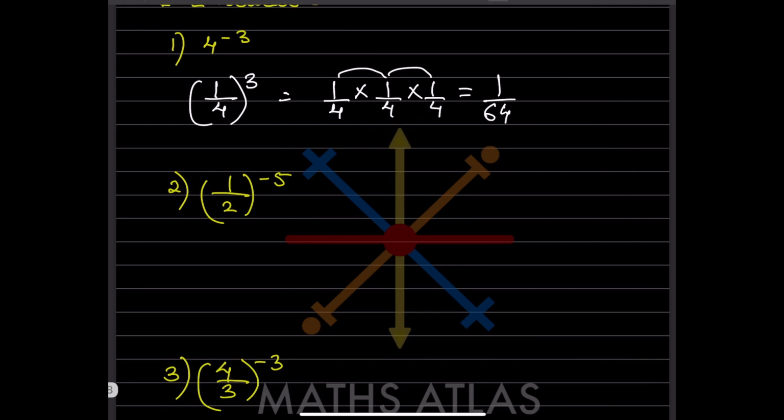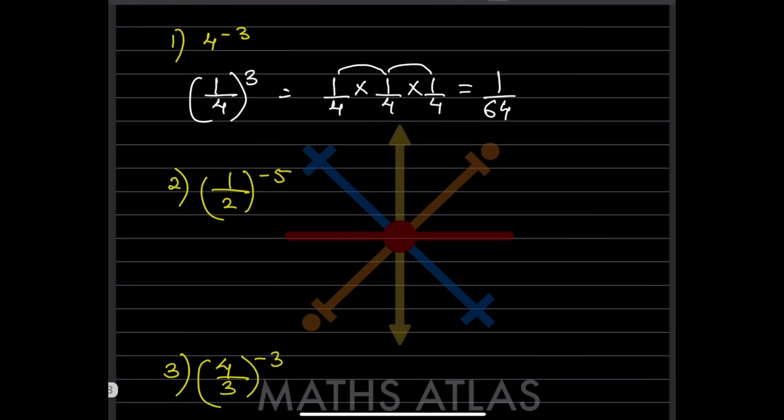Now here, what are you going to do? 1 by 2 raised to minus 5. We are going to make the exponent positive. So we can write this as 1 divided by 1 by 2, and flipping it we get 2 by 1. Instead of writing 2 by 1, we can just write 2 raised to 5. That means the exponent is positive here. What are you going to do? You multiply 2 five times. So the answer will be 2 twos are 4, 4 twos are 8, 8 twos are 16, and this is going to be 32. So the answer is 32.